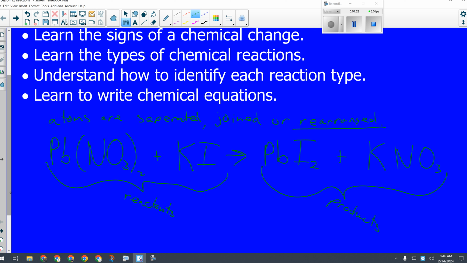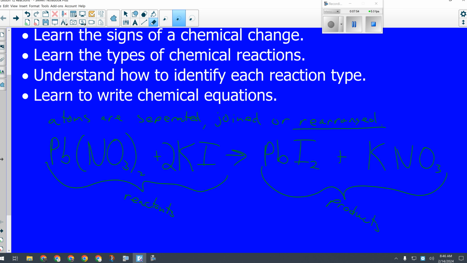But I can't just do this. If I do that, that compound isn't right anymore, is it? So I can't do that. I can't change the compounds. What I can do is I can change how much of that compound I have. Instead of having 1 molecule of potassium iodide, I'm just going to have 2 instead.